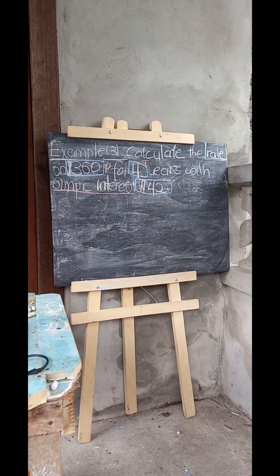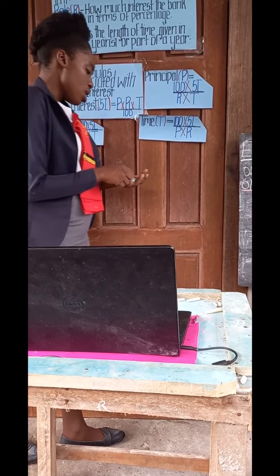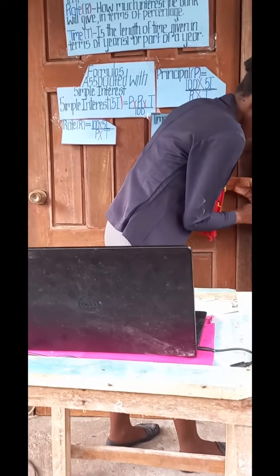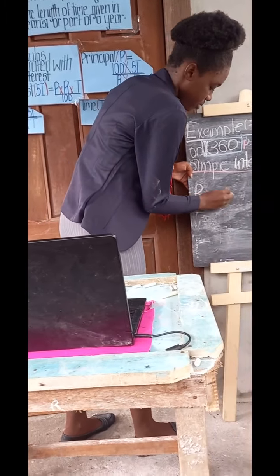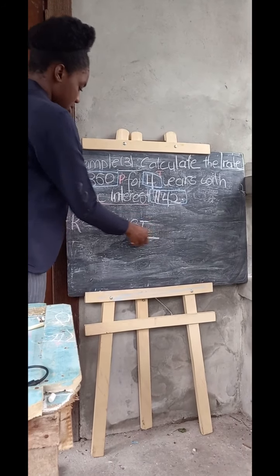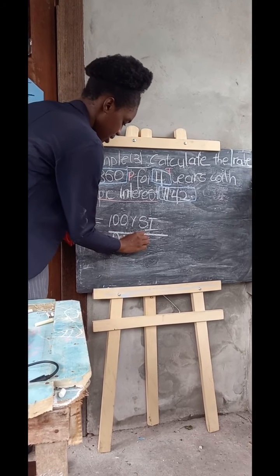So the formula to calculate rate is 100 times the simple interest divided by the principal times time. So rate is going to equal 100 times simple interest divided by principal times time.